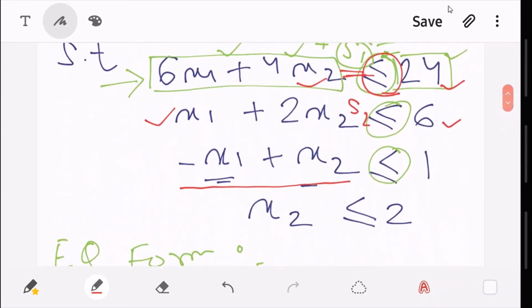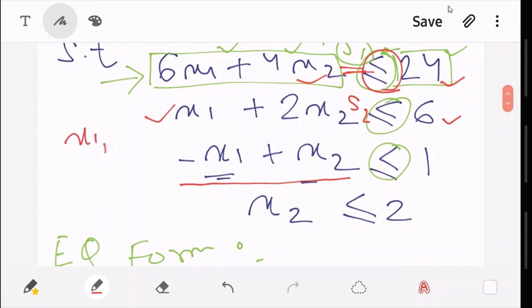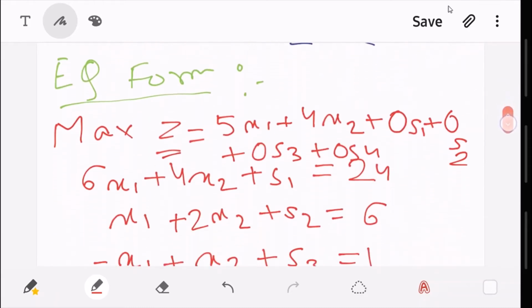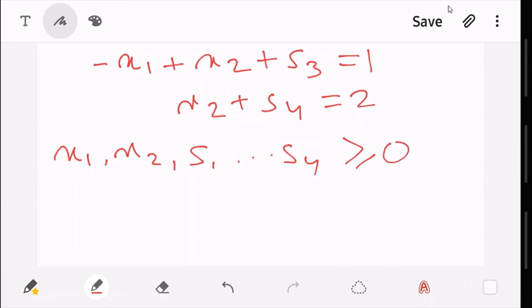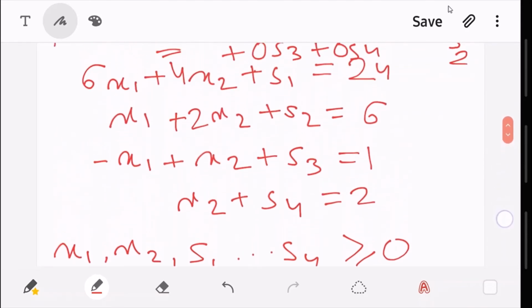Now here the non-negativity constraint was x1, x2 greater than or equal to 0, that is, all variables used must be non-negative. So here similarly x1, x2, s1 up to s4 should be greater than or equal to 0. These also should be non-negative. Now this is my simplex form.